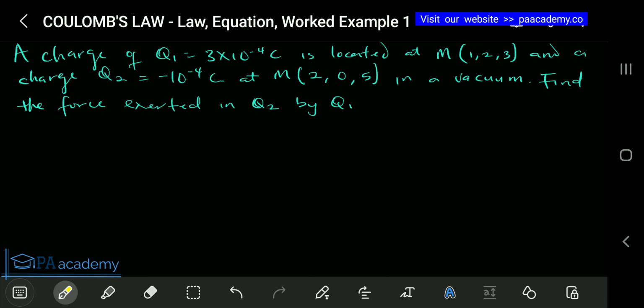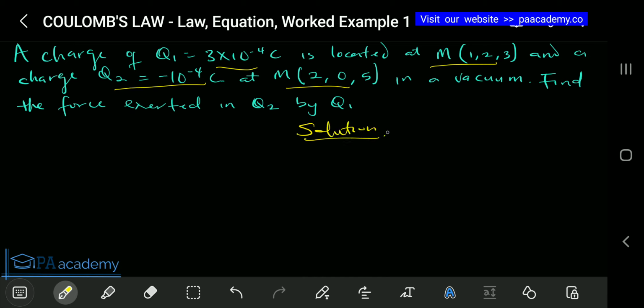So in the previous part, we looked at what Coulomb's law is, and we looked at the formulas and everything else. All right, so this is the first example we are going to be looking at under Coulomb's law. The question says a charge Q1, which is 3 times 10 raised to the power minus 4 coulombs, is located at M, and a charge Q2, with this direction, in a vacuum field. Now we are asked to find the force exerted on Q2 by Q1.